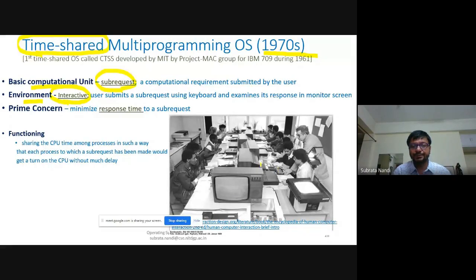as well as monitor. Sometimes such terminals are called dumb terminals, because the user is only equipped with the terminal but no computational resource. So here the user submits a sub request using the keyboard and examines its response on the monitor screen.